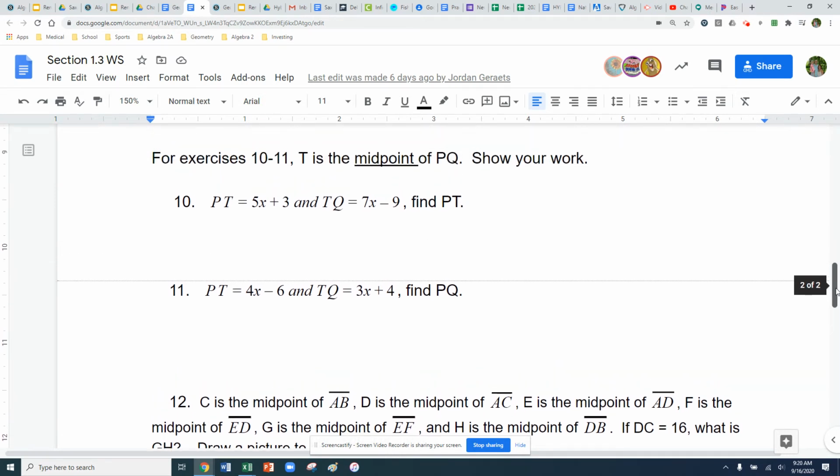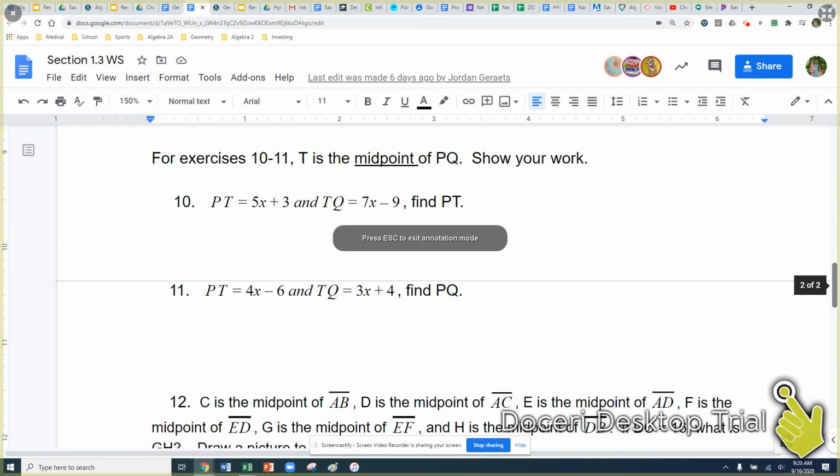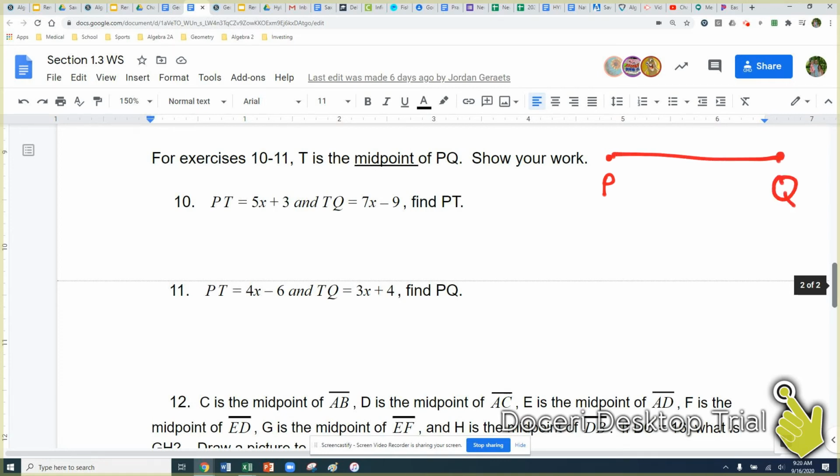So number 10 for 10 and 11, T is the midpoint of PQ. So we'll find PT in that first one. We'll show our work. We're going to draw another little diagram. So here's P. P is a segment with PQ. And then T is the midpoint. If you watch the lesson video, what does the midpoint do to that segment PQ?